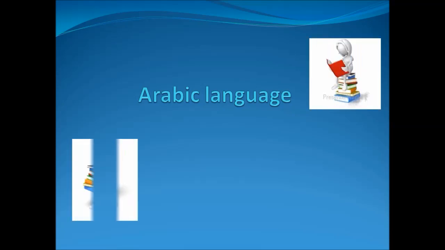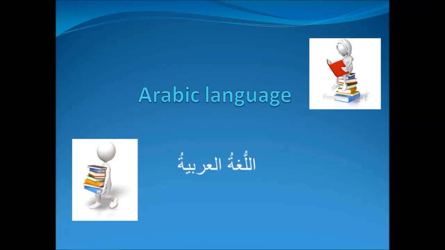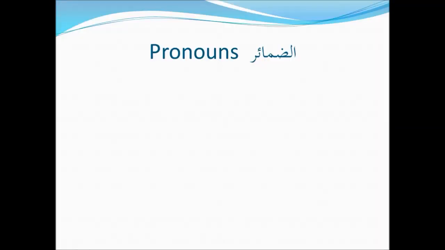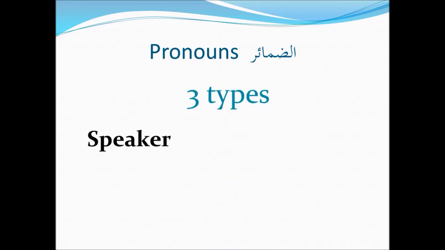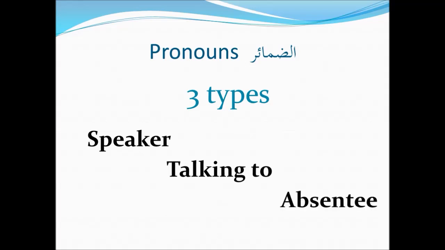My name is Rania, and today we are going to talk about the pronouns, الضمائر. In the Arabic language, there are three types of pronouns. The first one, the speaker uses it. The second one, if you are talking to someone, you should use this type of pronouns. And the third type is about the absentee. If someone was absent, you should use this type of pronouns to talk about him or her.